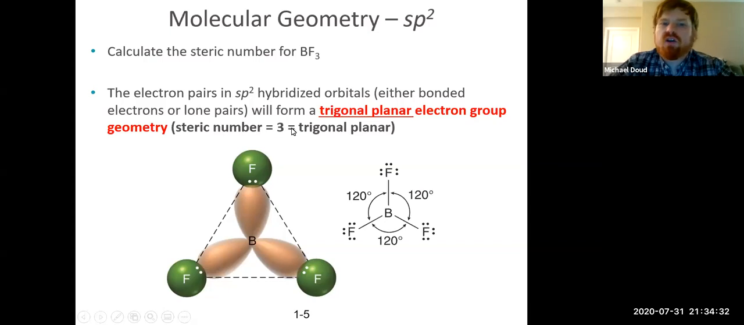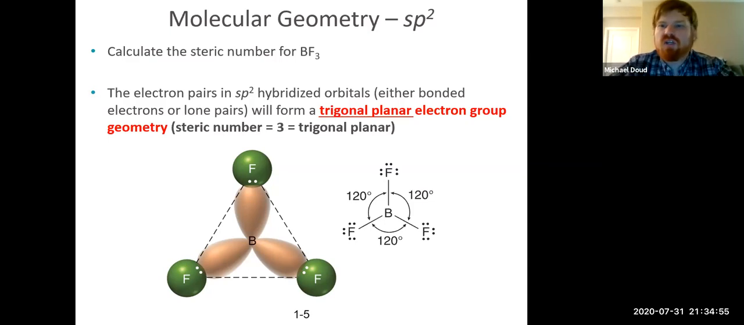Looking at steric number 3, for example, we have BF3. This isn't something that we're going to see a lot this semester, having a boron. The more common sp2 hybridized molecule that you're going to see is a carbon-carbon double bond, so C double bonded to another C. That's the more common sp2 hybridization. That's what we looked at when we covered hybridization, though.